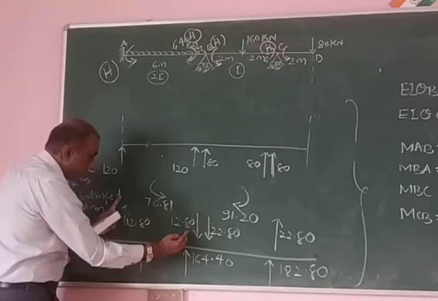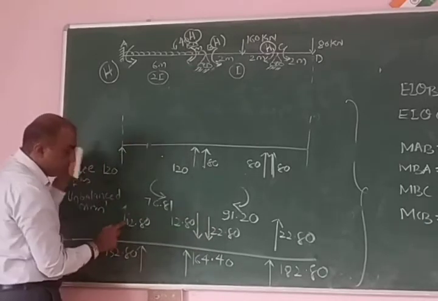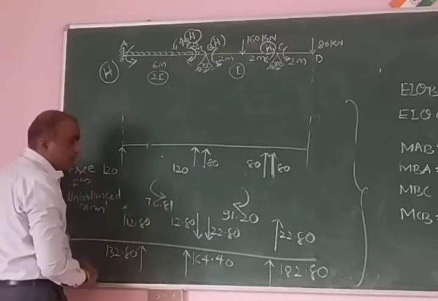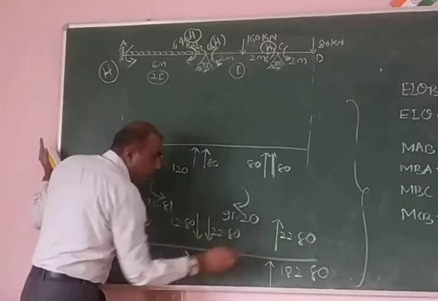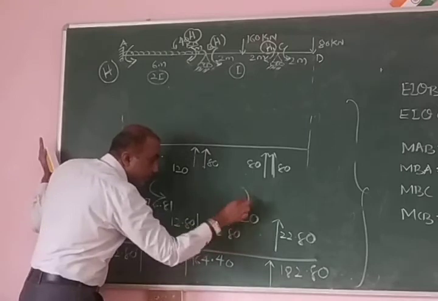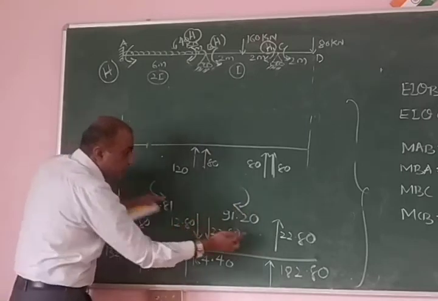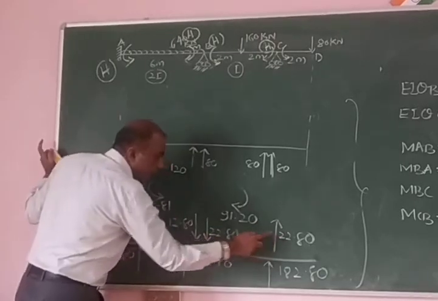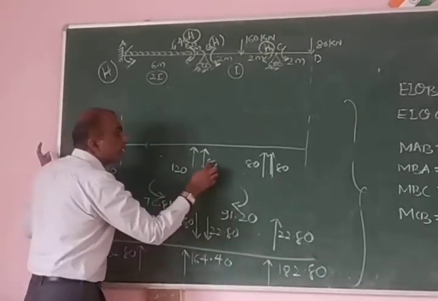Clockwise, you can see reaction up, reaction down, clockwise. So each reaction is equal to unbalanced moment divided by span 6. Each reaction here is also equal to unbalanced moment divided by 6. You can see clockwise moment here. So you need to do anti-clockwise. So 22.8 is nothing but 91.2 divided by 4.